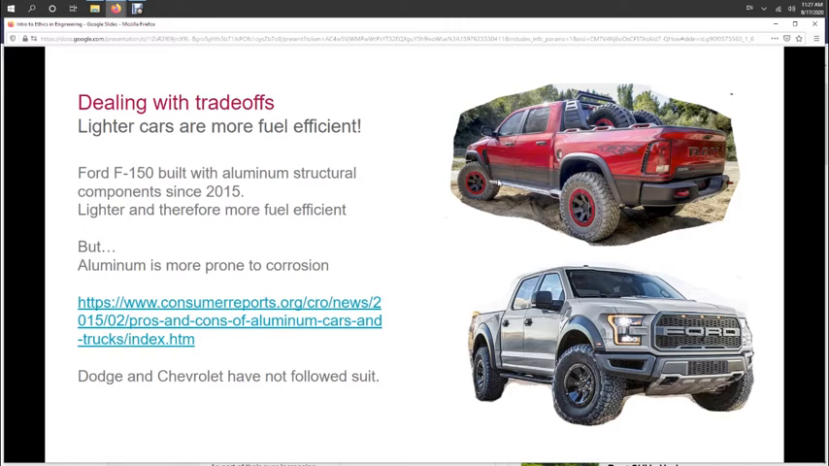Incidentally, Dodge and Chevrolet, the other two American makers of full-size pickup trucks, have not followed suit, and they are still using steel frames. This truck here on top is a Dodge TRX. It's roughly equivalent to this one. I was on the Dodge and Ford websites, and it appears that Ford has decided to use turbocharged V6 engines in these trucks, even though it's a full-size truck, whereas Dodge is still offering a naturally aspirated V8.